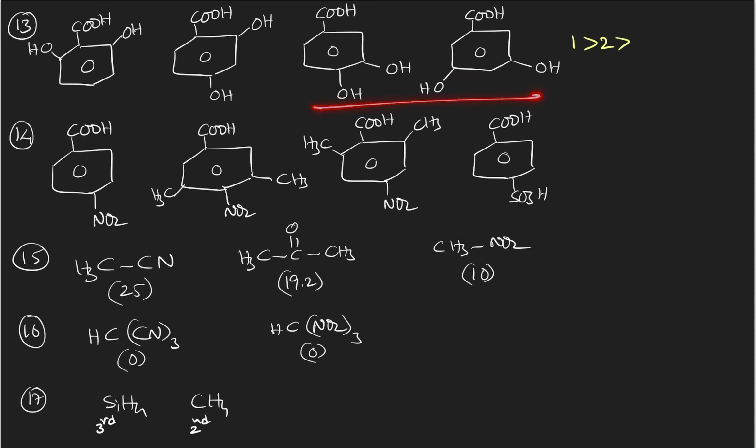And then between third and fourth, you have to compare. In the third one, this is a negative inductive effect group, whereas here it is a positive mesomeric effect group. Whereas here it is a negative inductive effect group, and here also it is a negative inductive effect group. So in the fourth compound, both the OH groups are negative inductive effect groups only, whereas in the third compound, one of the OH is a positive mesomeric effect group, which will decrease the acidic strength a lot. Therefore, fourth is better than third.